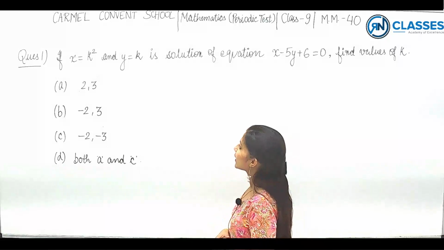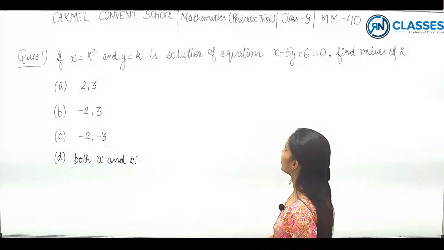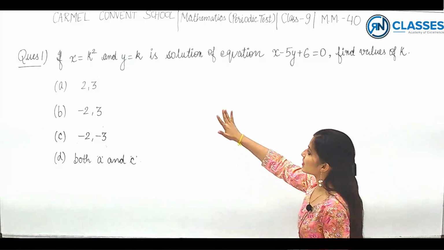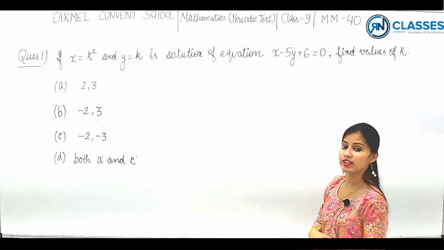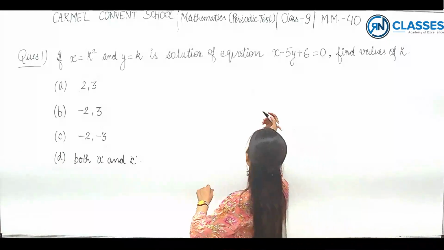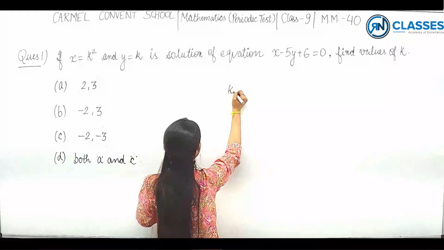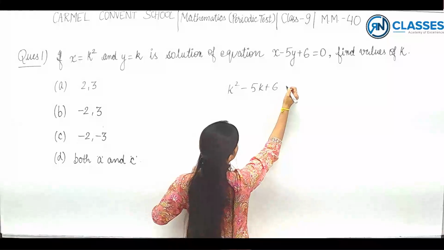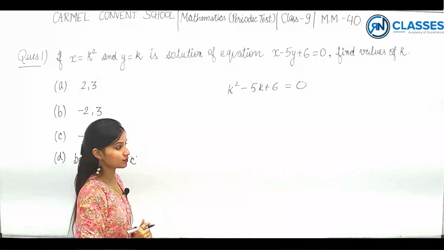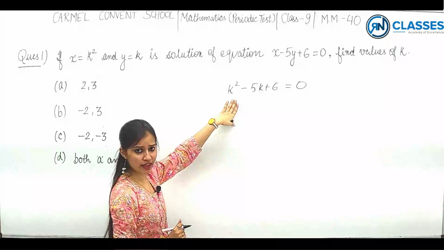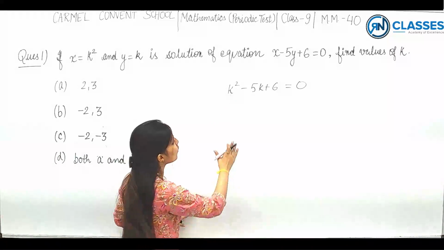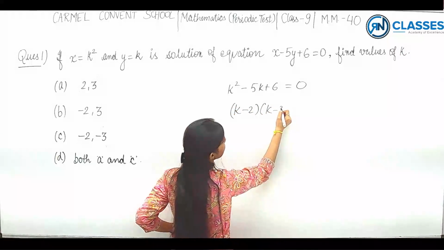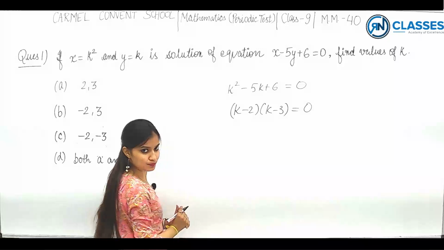If x is equal to k square and y is equal to k is a solution of this equation, find the values of k. So if these are the solution of this equation, then they must satisfy it. If I put x is equal to k square and y is equal to k, then this quantity is 0. So in order to find values of k, can you factorize this equation? What are the factors of this equation? k minus 2 and k minus 3. This is equal to 0.